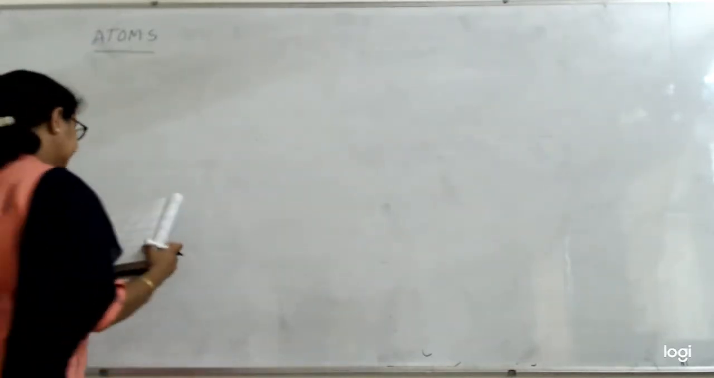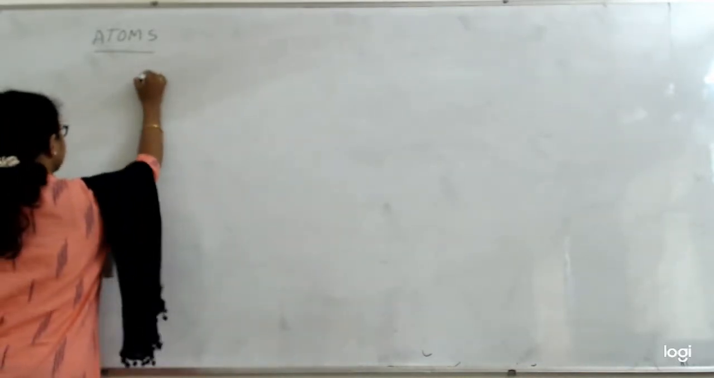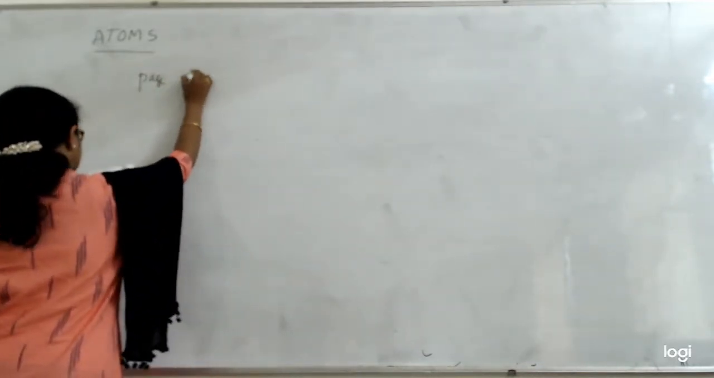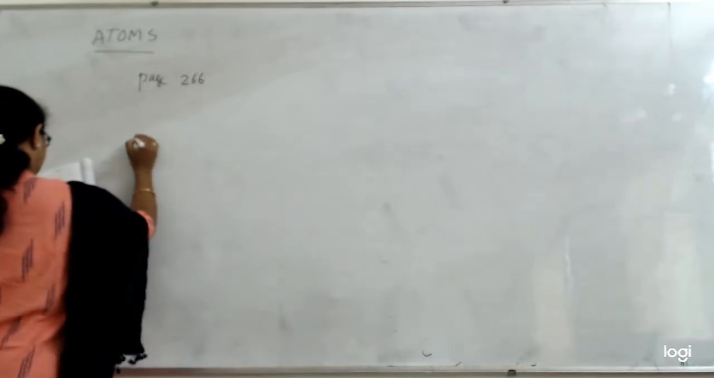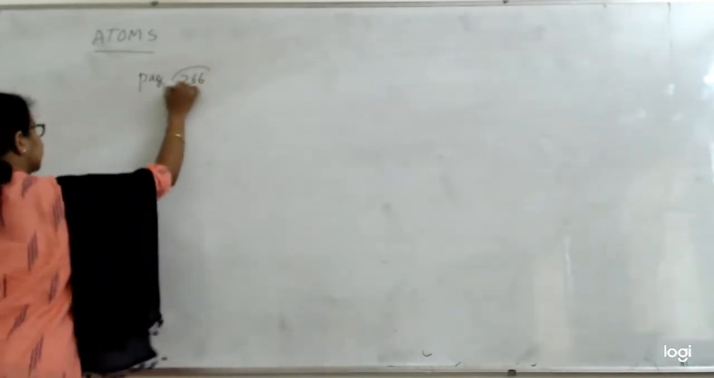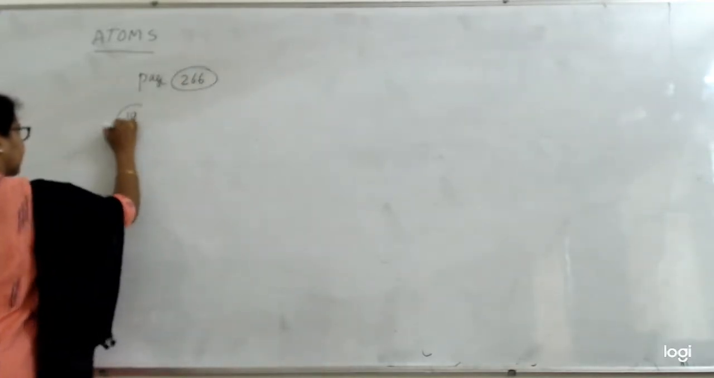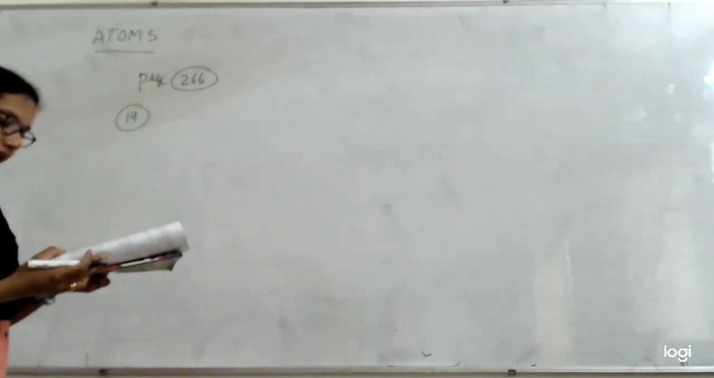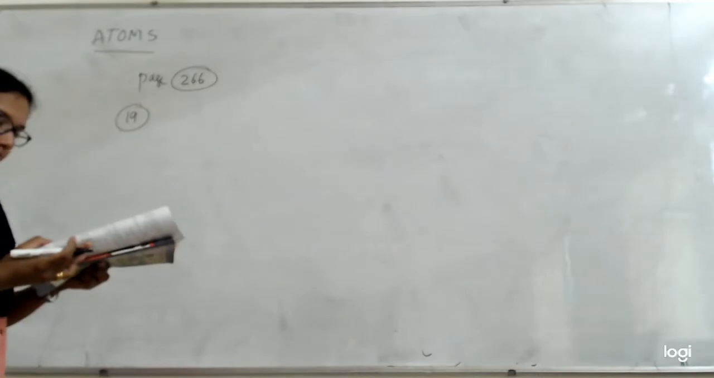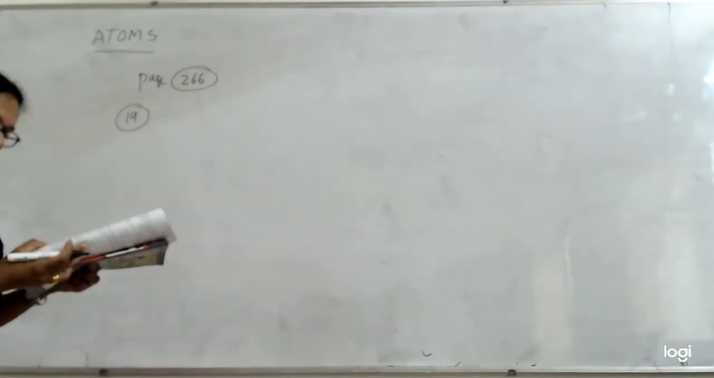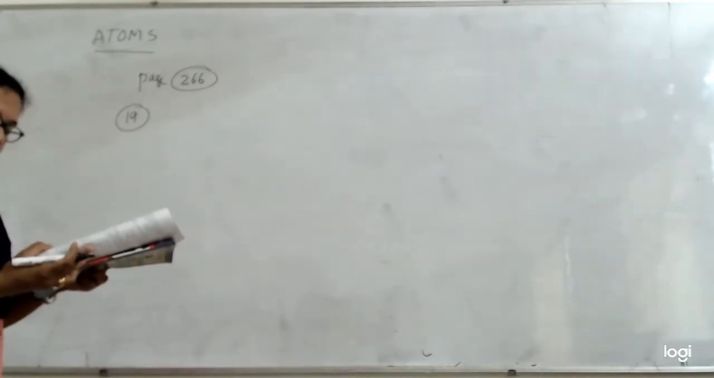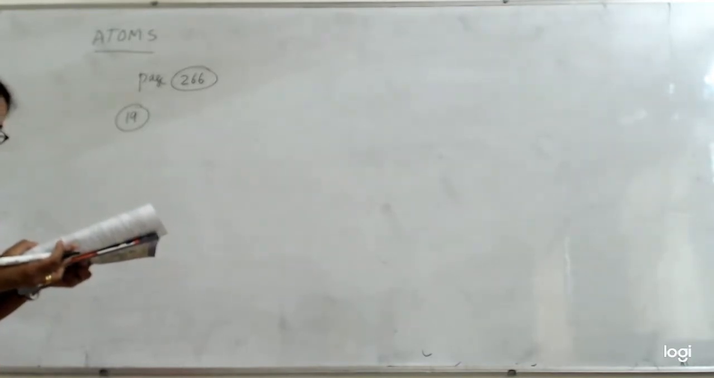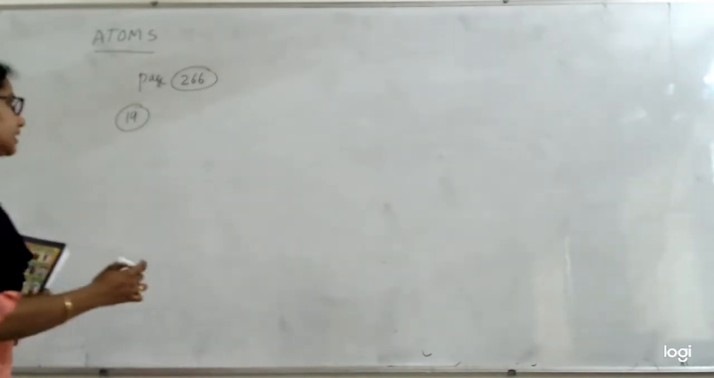Next question. Page number 266, question number 90. According to Bohr theory, the time average magnetic field at the center of a hydrogen atom due to the motion of electrons in the nth orbit is.